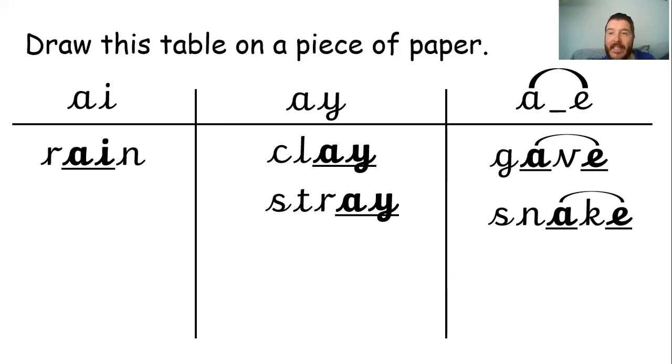Okay, number 6, the word is snail. Snail. The snail nibbled on the leaf. Snail. Where would snail go?